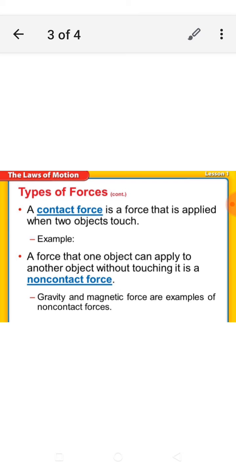Then gravity and magnetic force are examples of non-contact force. The examples of non-contact force are magnetic force and gravity.